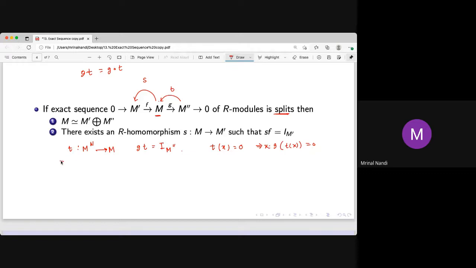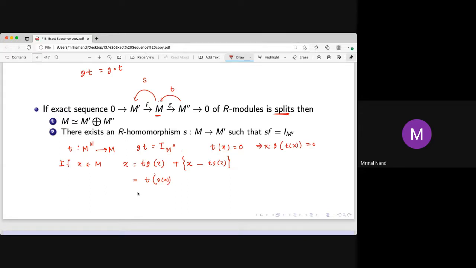Now, what do we have to show? Take x belongs to M. Then x equals TGx plus (x minus TGx). So we decompose x, because we have to actually show that any element of M can be written as a sum of an element of M' and an element of M''. So that's what we have to prove. Now we write x as a sum of two elements. So this is T of some G x, and Gx is an element of M''.